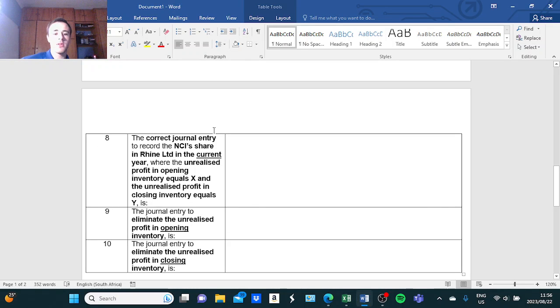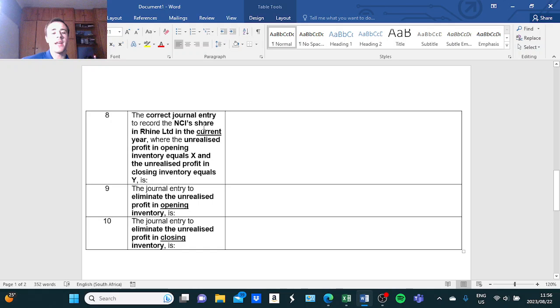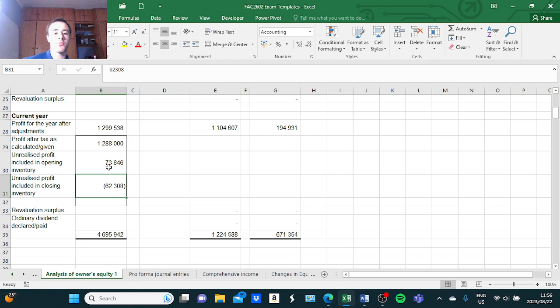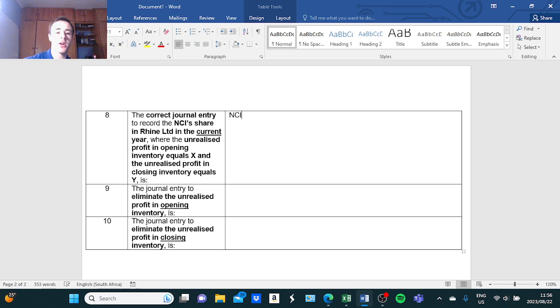Right, so the correct journal entry to record the NCI share in Ryan Limited, again, they have replaced the unrealized profit amounts by X and Y. Right, so how do you calculate the 194,931 using the two variables? We'll do that as follows. The NCI share in the current year's profit will be calculated as follows.